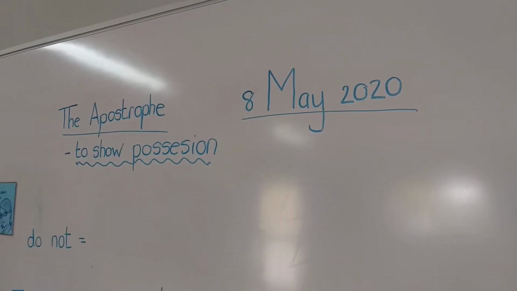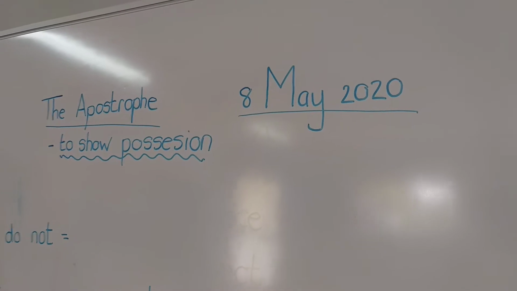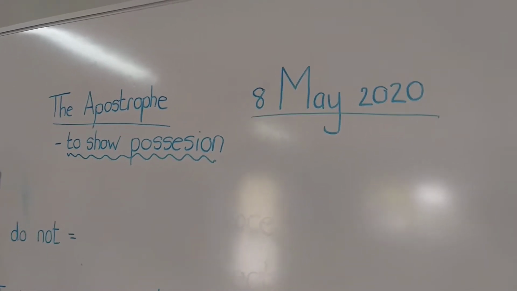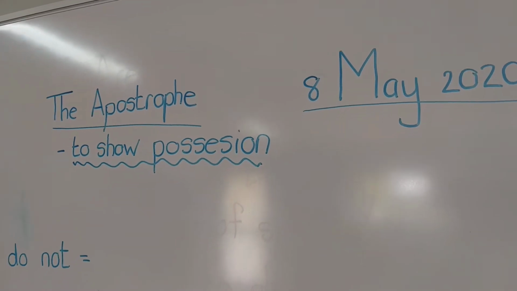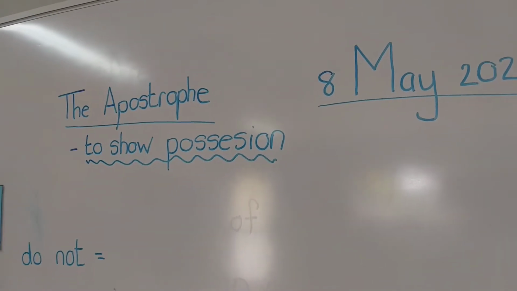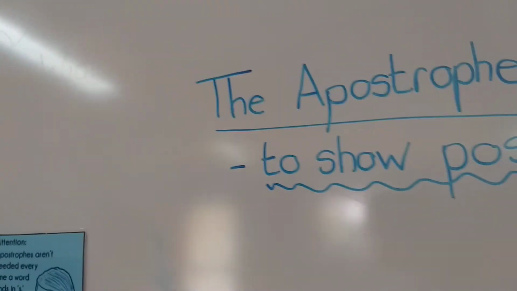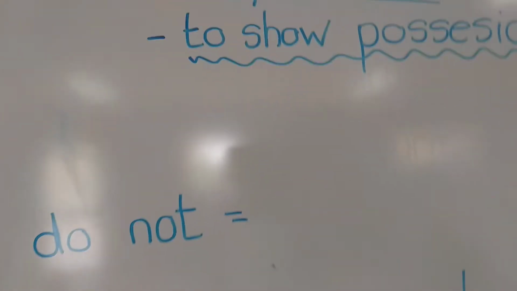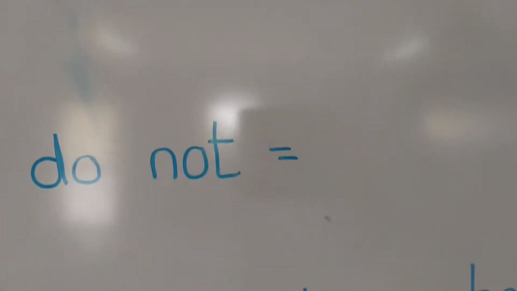All right, guys, I'm just going to explain to you the worksheet on the apostrophe. When we're talking about the apostrophe in this case, it is to show possession. Now there are a few places in which we use the apostrophe. The first one we've already dealt with in class. It's when we do contractions.